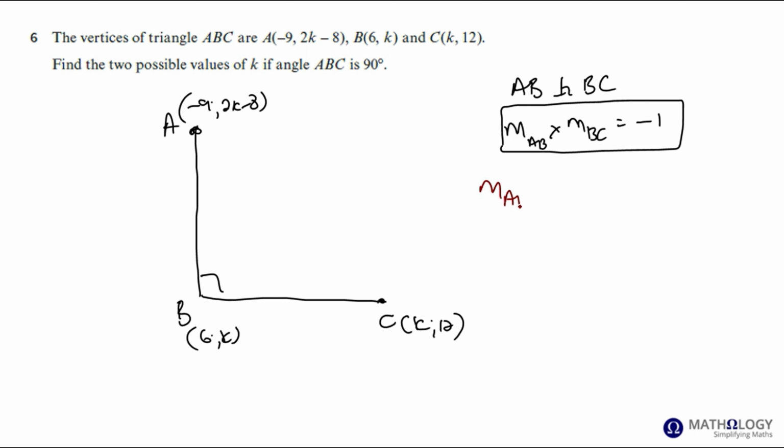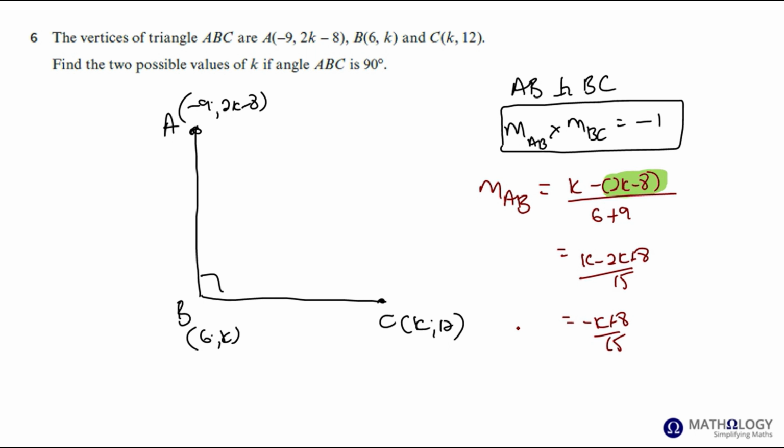So the gradient of AB will be (k - (2k - 8)) over (6 - (-9)), which is 6 plus 9. Just use your brackets here. If you do not use brackets, the entire thing will be wrong. So take care to use brackets. At the top we have k minus 2k plus 8, and then that's over 15. So we have (-k + 8) over 15. This is the gradient of AB. The gradient of BC will be (12 - k) over (k - 6).